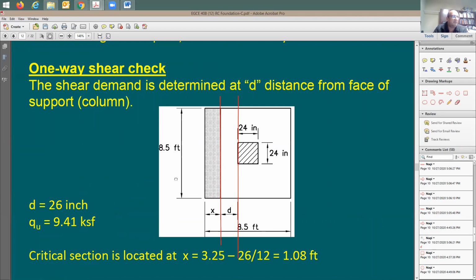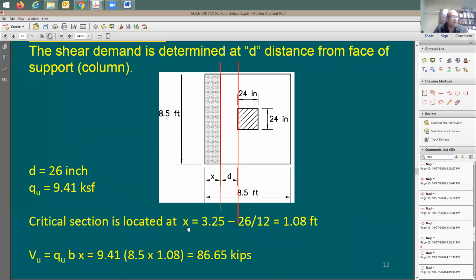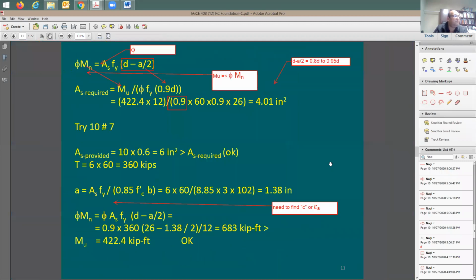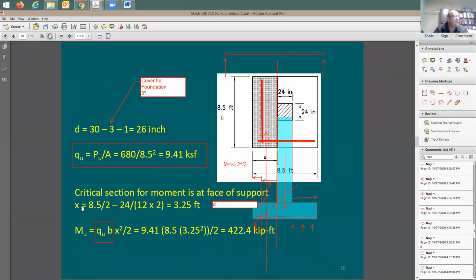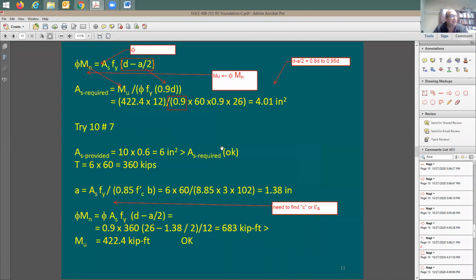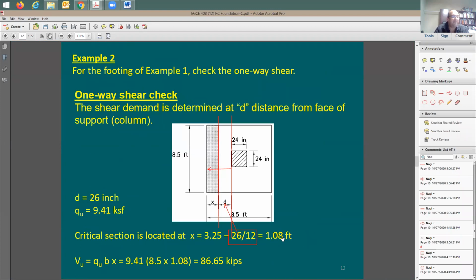Now, how much is this X? We can run the analysis, and X equals, I understand that from here to there is how much? 3.25 minus 26 divided by 12, which means depth. This term is going to be the depth. 3.25 is this distance, and we calculated it in the previous example. I can show it to you just to confirm, so that you guys are not lost. Here X was equal to 3.25, reduced by the depth D. So okay, here we go. It's going to be about a foot.